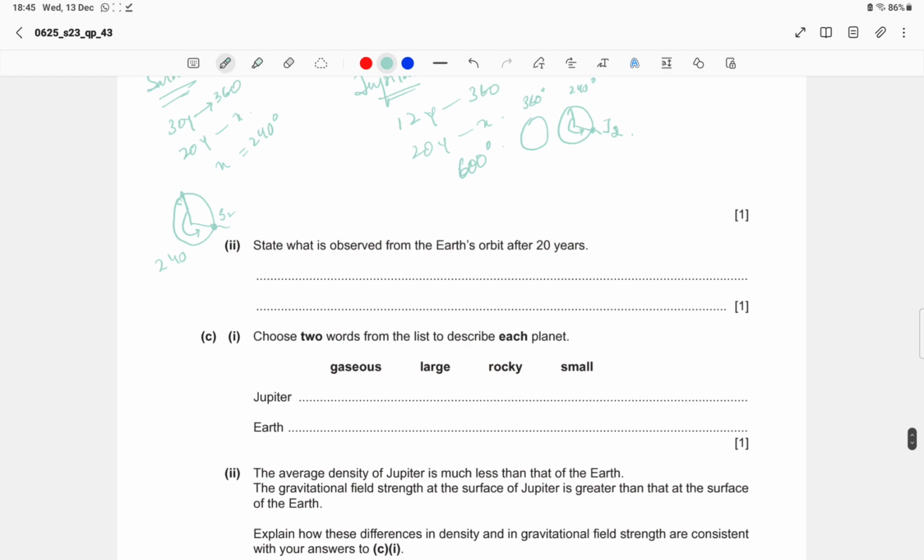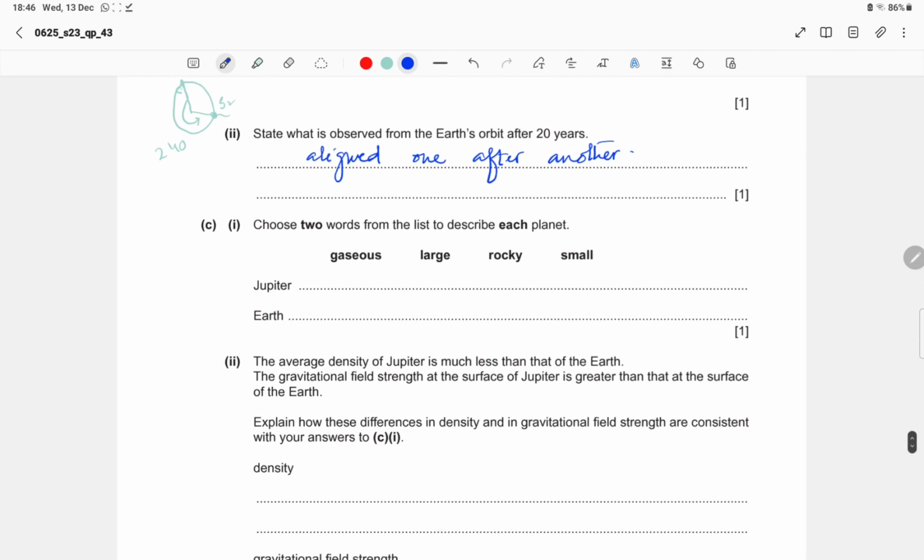State what is observed from the Earth's orbits after 20 years. So they will be aligned after one another, because you see that they both have the same angles, aligned one after another, just like an eclipse.